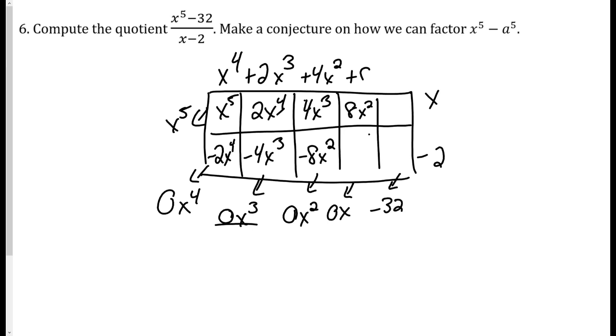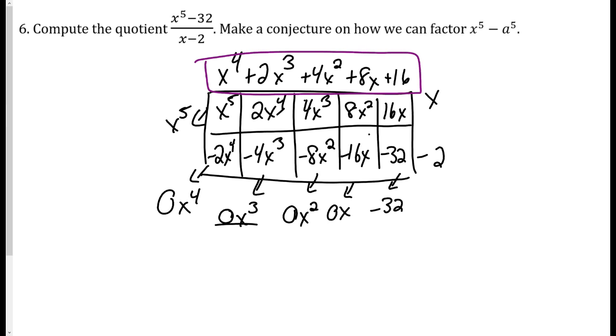I get plus 8x. 8x times negative 2 is negative 16x. So I need a 16x up there. What times x gives me 16x? Well, plus 16. 16 times negative 2 is negative 32, as I want. So that quotient is x to the fourth plus 2x cubed plus 4x squared plus 8x plus 16.